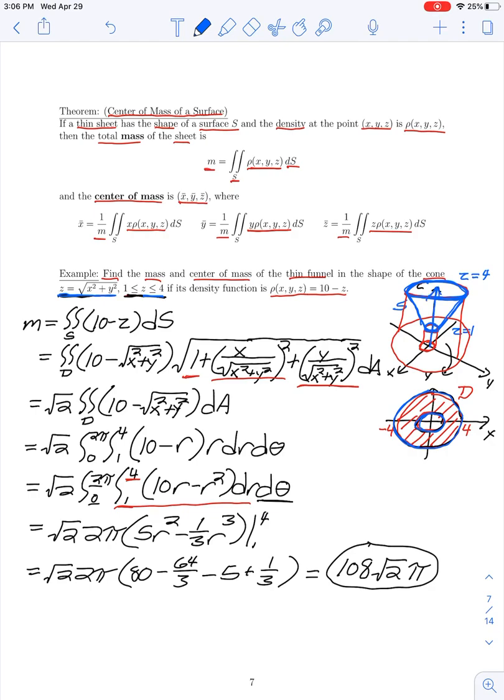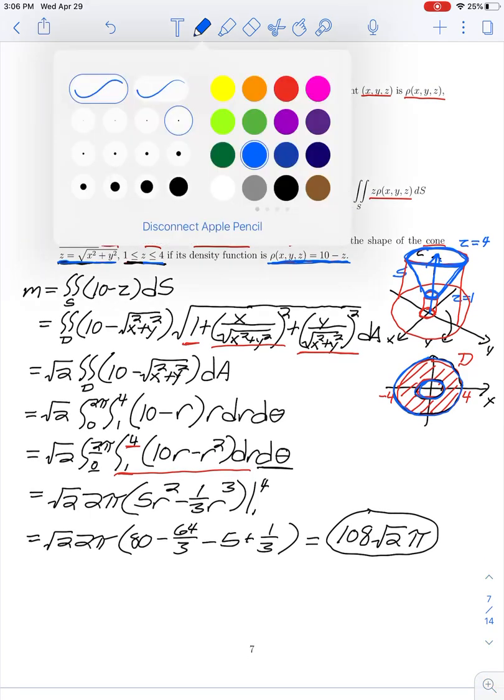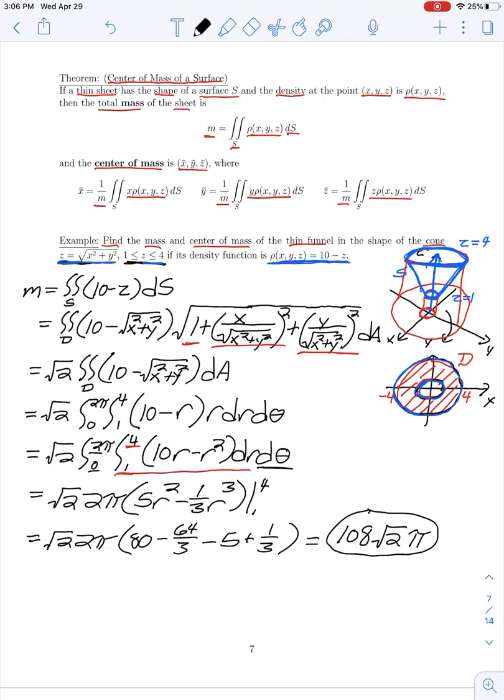Since this is a cone centered about the z-axis, it's symmetric. And we notice that our density function, rho, is also symmetric about the z-axis. That is, it doesn't depend on x or y explicitly. It only depends on z, how far we're moving upward along this funnel. So using the symmetry of our surface and the symmetry of that density function about the z-axis, we can say the following.